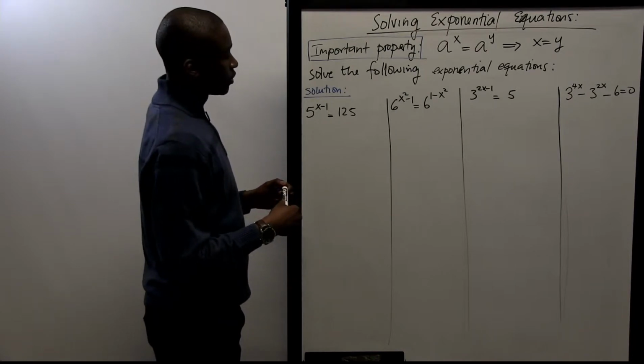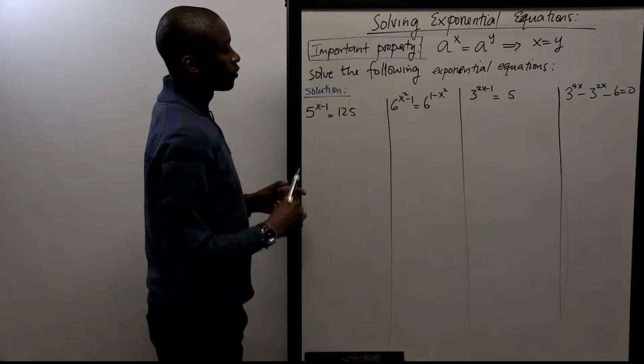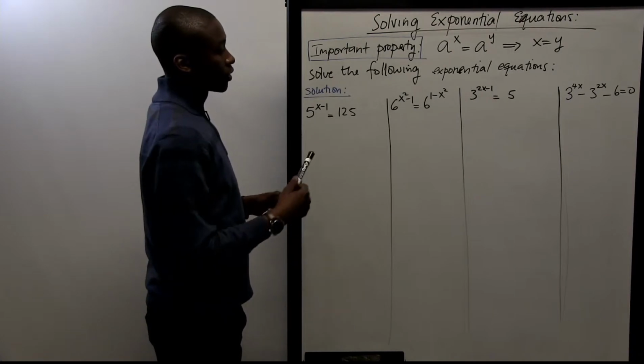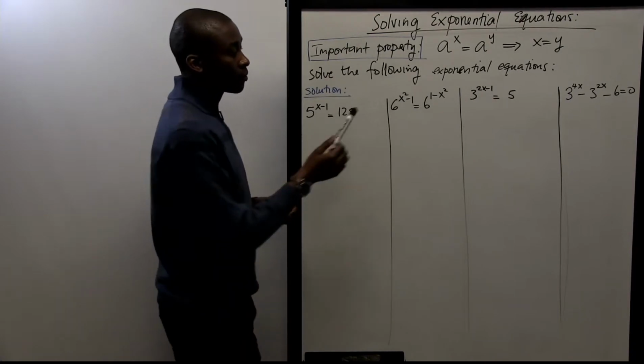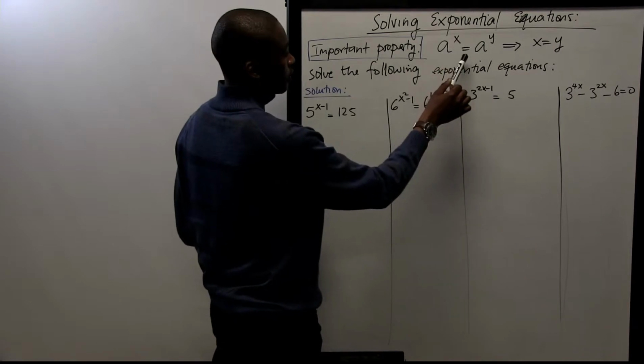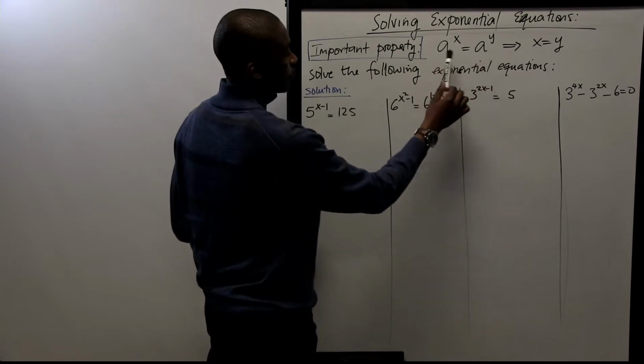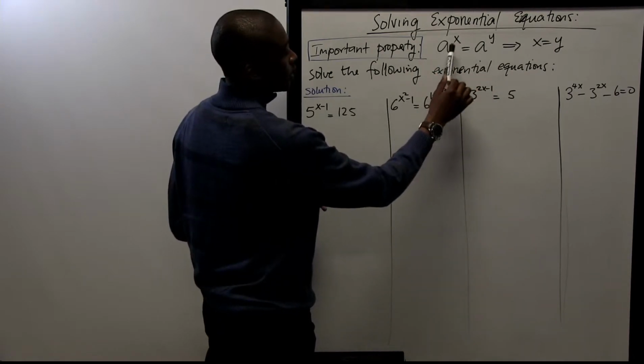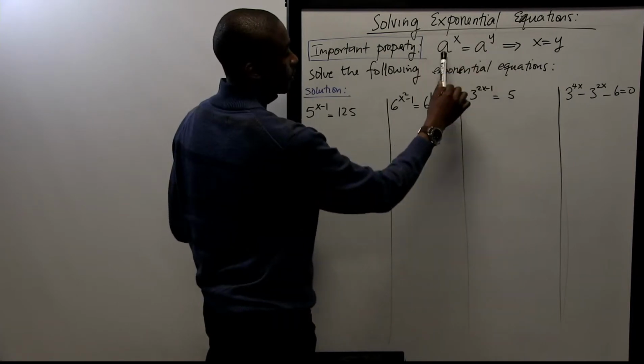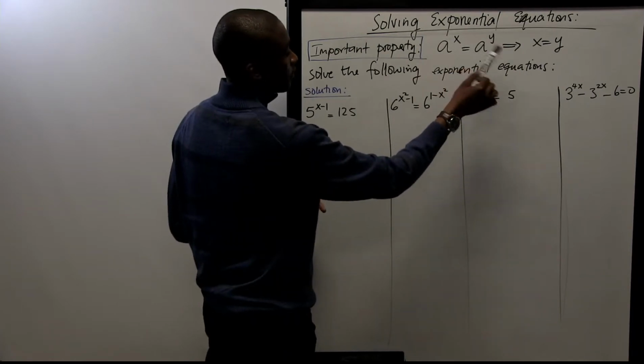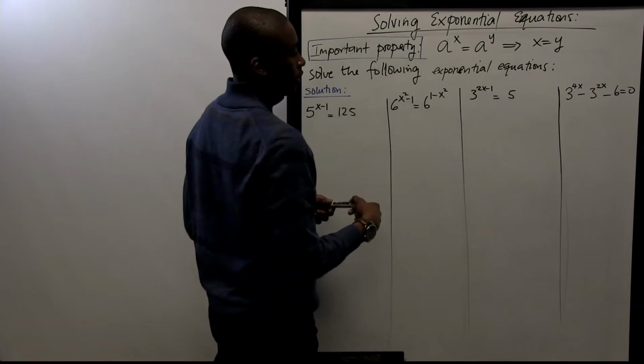I must mention though that there is an important property that will often be helpful to recall when solving exponential equations, and that property says whenever a to the x equals a to the y, if the bases are the same, then the exponents must be the same as well. If the bases are the same, then that implies that the exponents are the same as well.